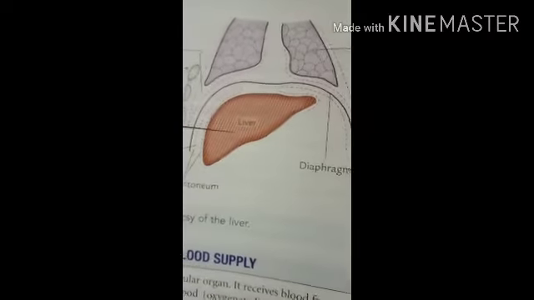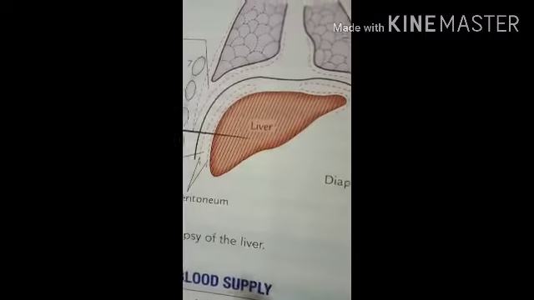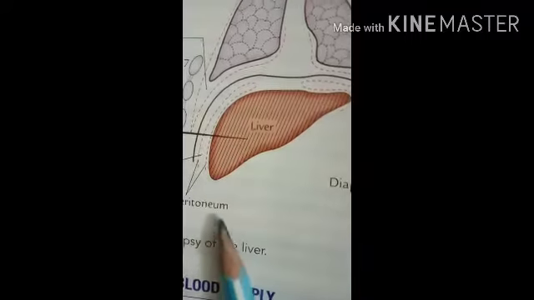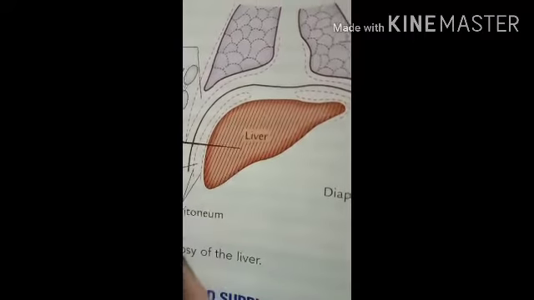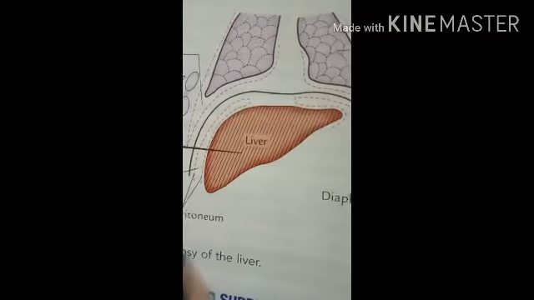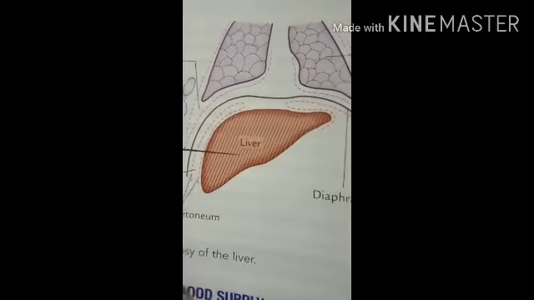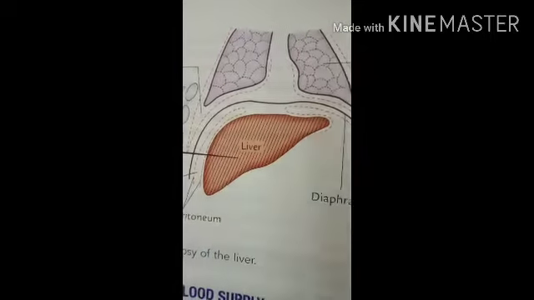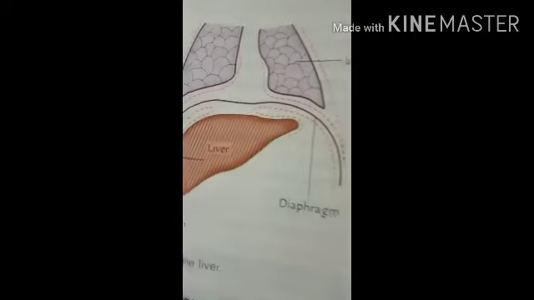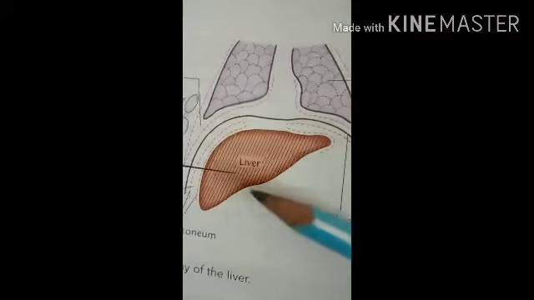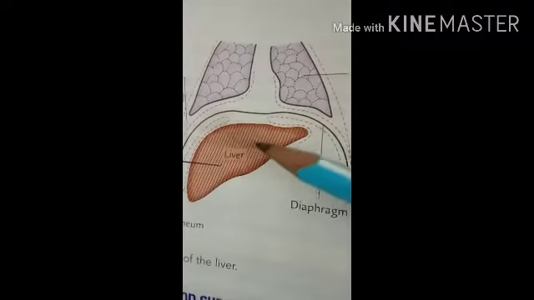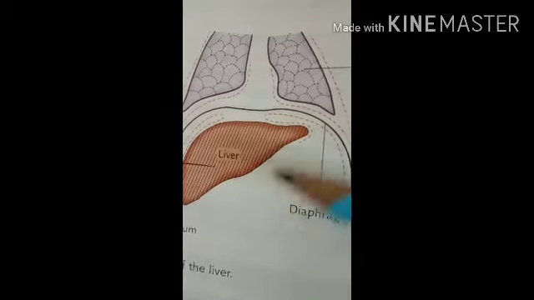Then the lymphatic drainage of the liver. Lymphatic drainage of the liver occurs by the posterior mediastinal lymph nodes, then the hepatic lymph nodes and the colic lymph nodes. Then the nerve supply. The nerve supply of the liver is by both sympathetic and parasympathetic fibers.